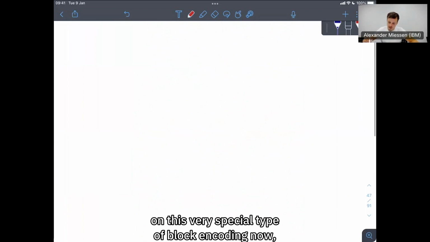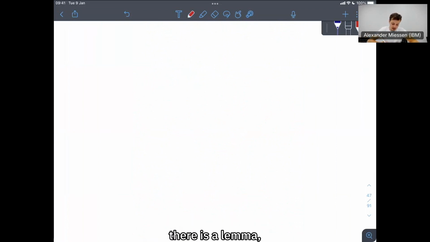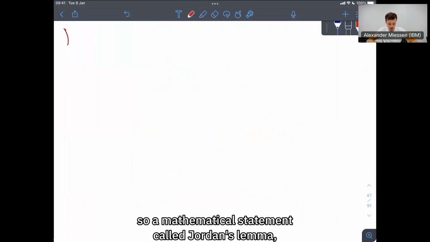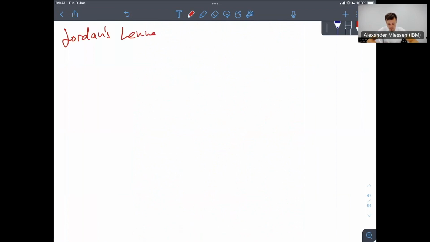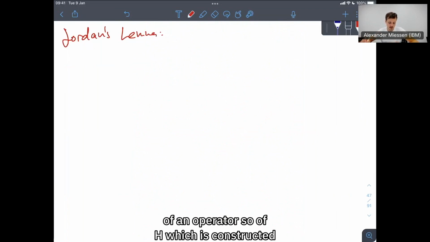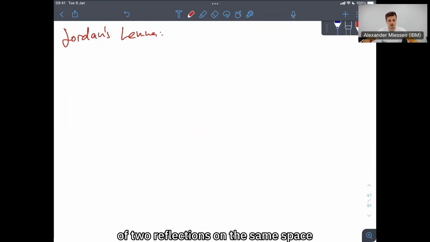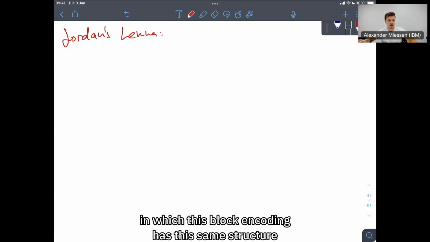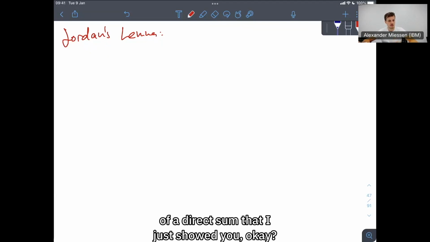while we focused on this very special type of block encoding now, there is a lemma, so a mathematical statement called Jordan's lemma, which says that any block encoding of an operator, so of H, which is constructed of 2 reflections on the same space, can be transformed into a different basis in which this block encoding has this same structure of a direct sum that I just showed you, okay?